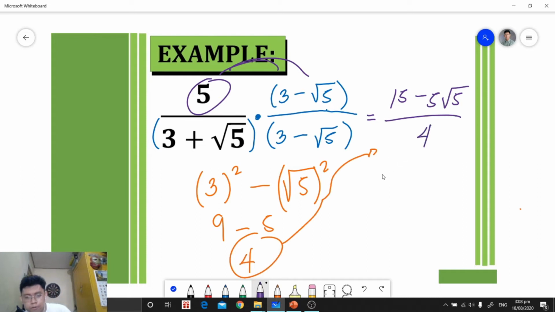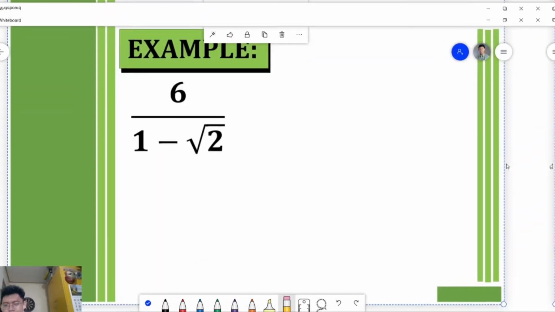Now, simplify if possible. So can we simplify the given? Do we have any common factors that are the same for numerator and denominator? If the answer is no, then this will be our final answer. Okay, so let's have another example.